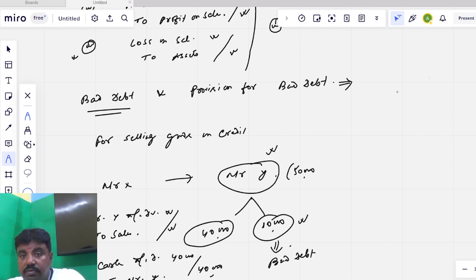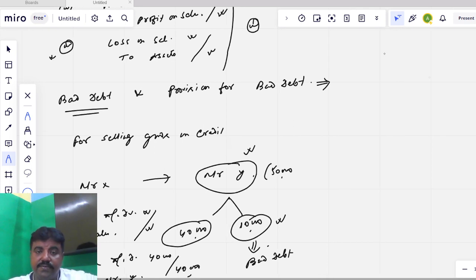So what the firm will do as a practice, as a prudence practice, as a conservative approach, the firm will create a provision. The firm will keep a certain amount aside for that bad debt loss, so that in future when the bad debt losses occur, those losses can easily be set off with this provision which is created earlier.